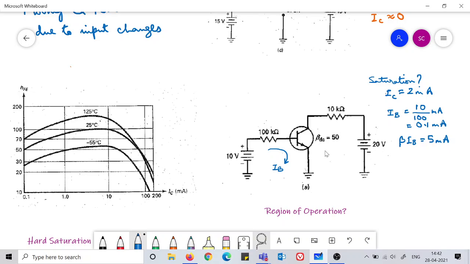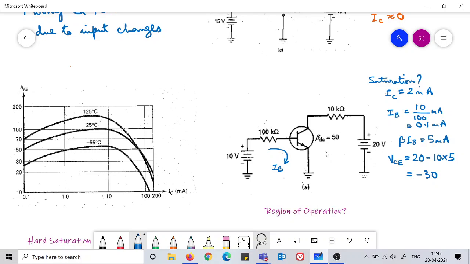So calculate the voltage VCE, assuming it is in the active region. So active region current in the output circuit is 5 milliampere. So what would be VCE? VCE would be 20 minus 10 into 5. What is it giving you? Minus 30.